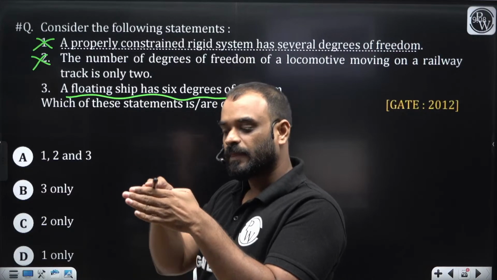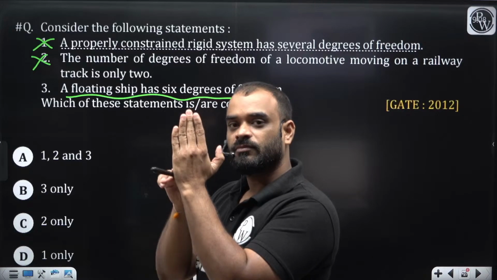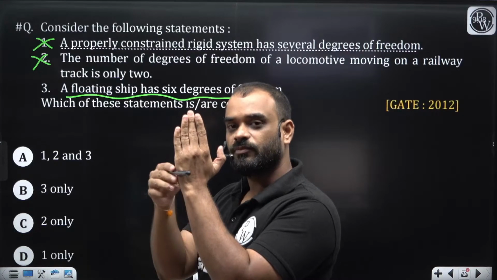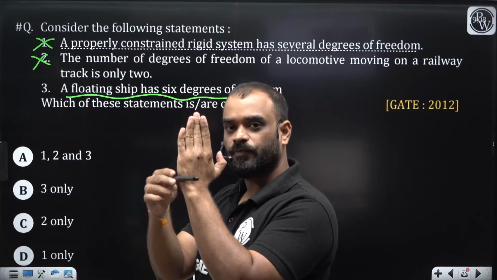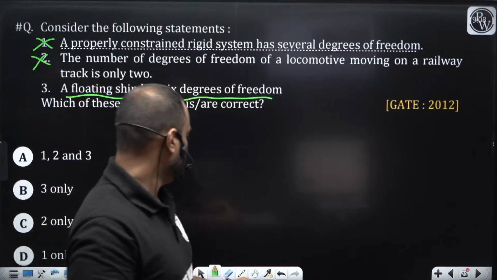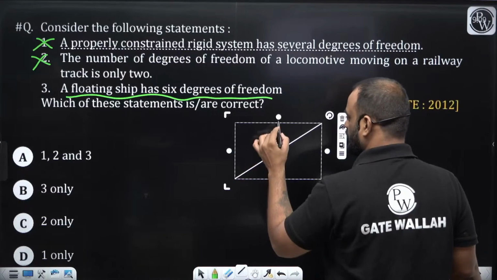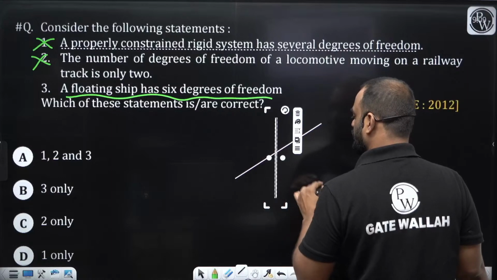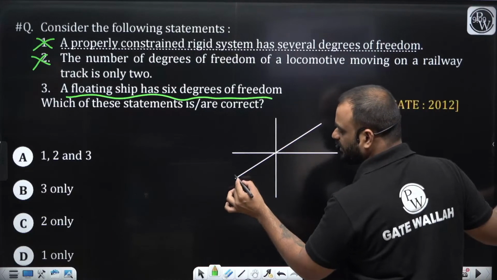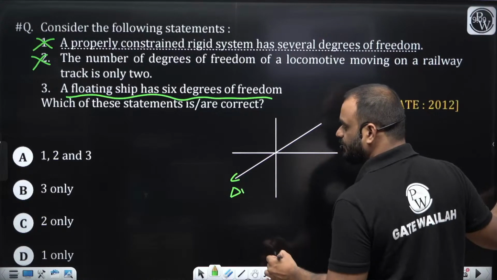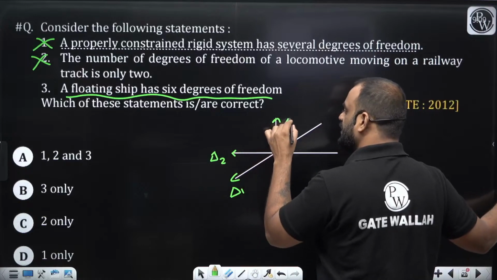Theta 1. Let us suppose this is vertical. It can move like this also, and like this also. Understood? Yes or no? Let me show you that here. Very simple to understand. Let us suppose the ship is moving in this direction, so we can write it delta 1. It can move in this direction also, delta 2. It can move in this direction also, delta 3.